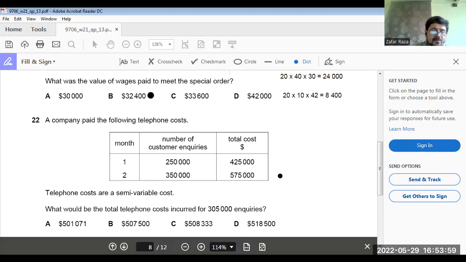Now we have to check the amount of fixed cost. When we were receiving 250,000 inquiries, multiplied by 1.5, the answer is 375,000, and the total cost is 425,000. It means 75,000 is the fixed cost. Now, 305,000 inquiries multiplied by 1.5 gives 457,500 as the variable cost of 305,000 inquiries, plus 75,000 fixed cost. That would make 500 and, hold on, 500 and 2000.